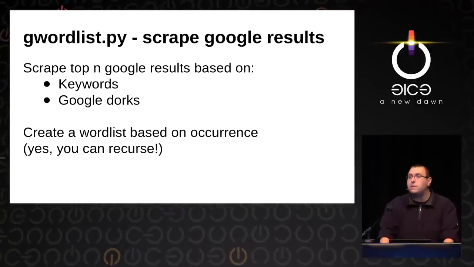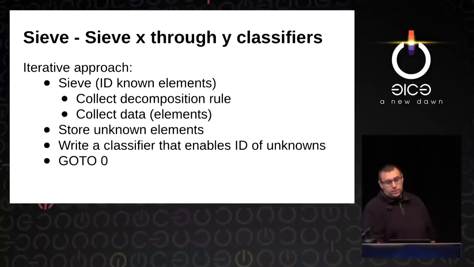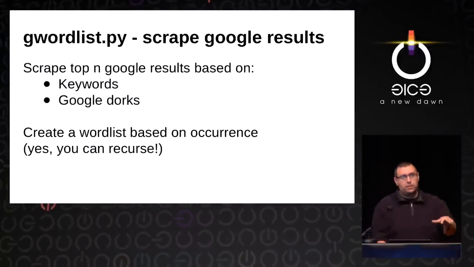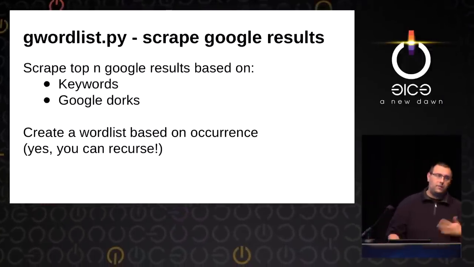So why do you need this? Because usually if you use that, it will be more effective than if you use a generic word list. If you're attacking security researchers, you can use, for instance, that data, which will have specific information or specific keywords that they might use, right? And of course, you can recurse. You can take the resultant list and then recurse on that and create an even bigger list.